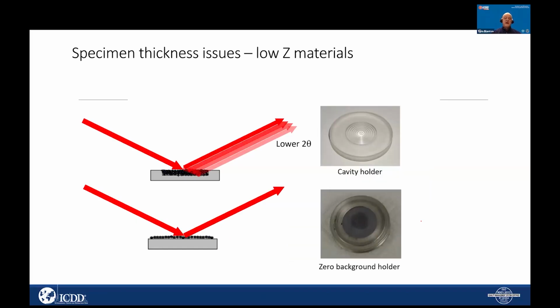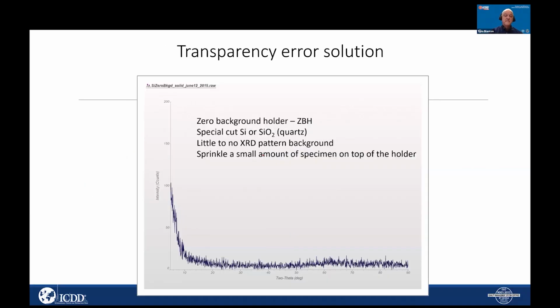So what happens when I have the cavity, I pack it full of material, and if the Z is low, carbon, hydrogen, nitrogen type materials, I get deep penetration into the sample, and I have a shift of my diffraction peak to lower 2 theta. If I have a thin specimen and the specimen is just a thin coating, then I get the correct position, and therefore I don't see that shift.